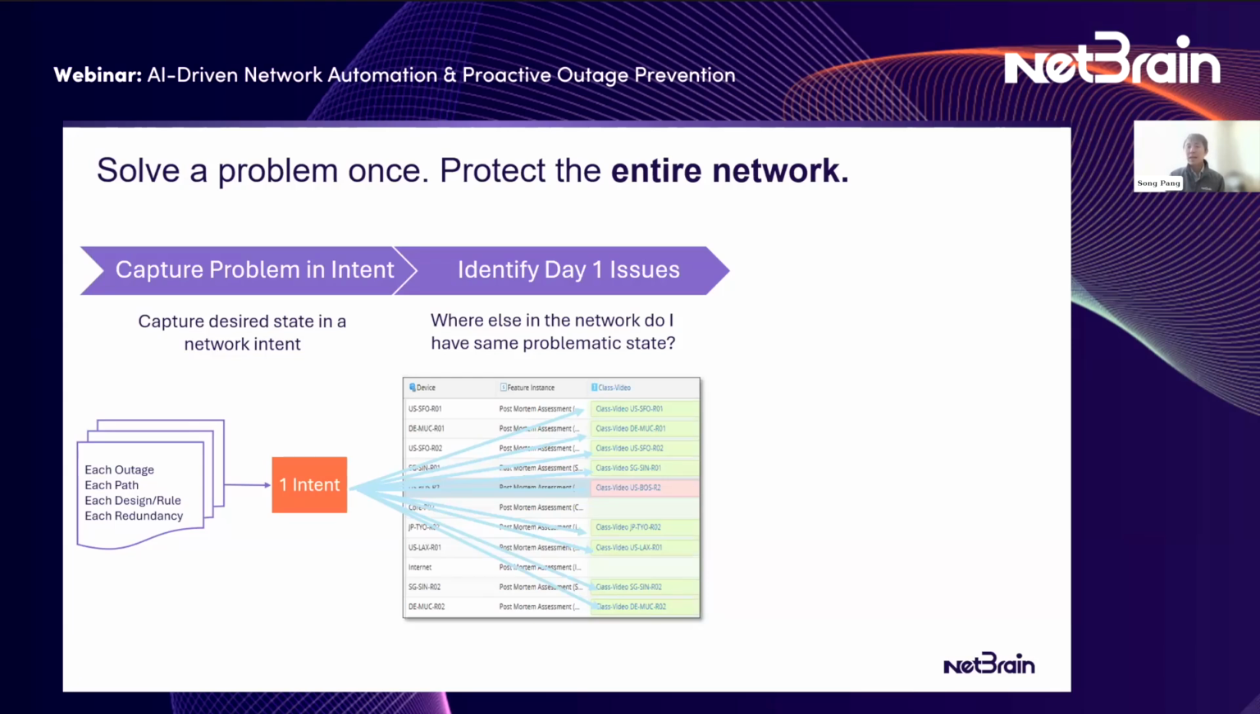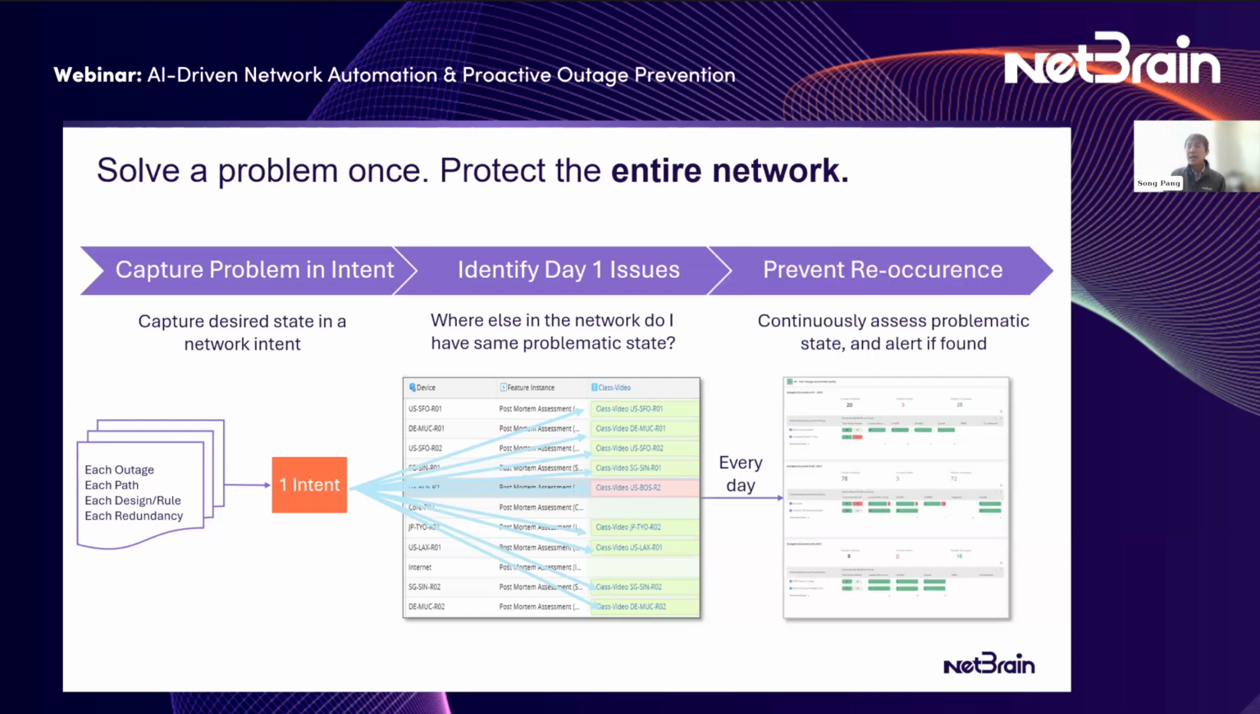impacts the network, right? Now, if we take this one further step, it's not just doing it once, but continuously. Can we do this every day? So every day, we take everything that we learned in the past, apply it to the rest of my network, so that we can continuously assess for these problematic states and alert if it's found. So really preventing the reoccurrence of a past problem.